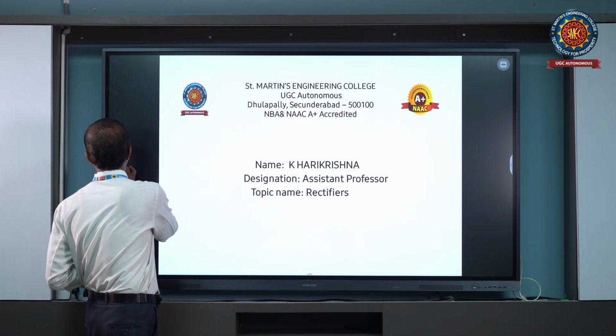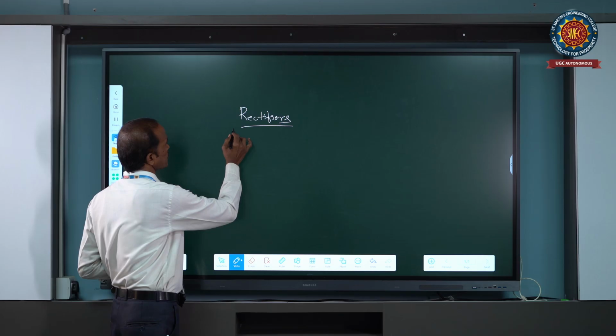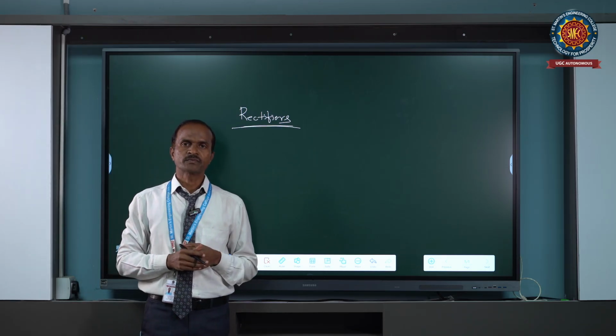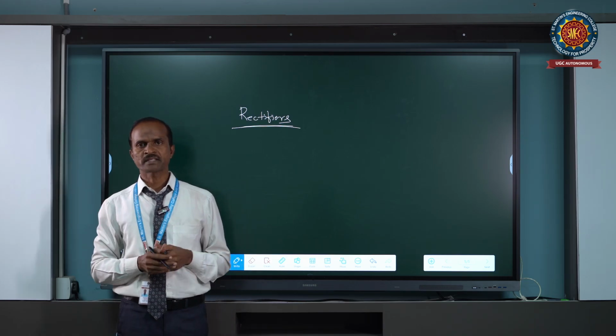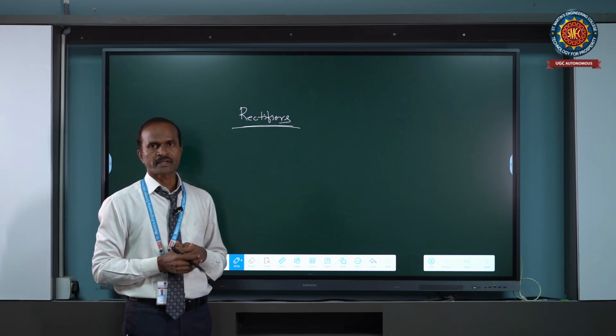Now we are going to see the definition of a rectifier. What is a rectifier? A rectifier is an electronic device which is used to convert AC signal into pulsating DC signals. That is the definition of a rectifier.